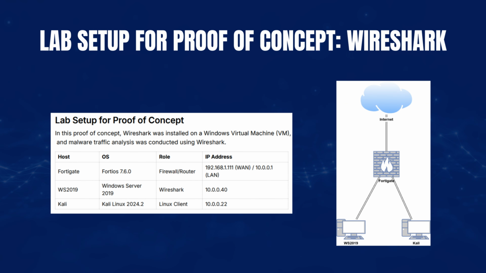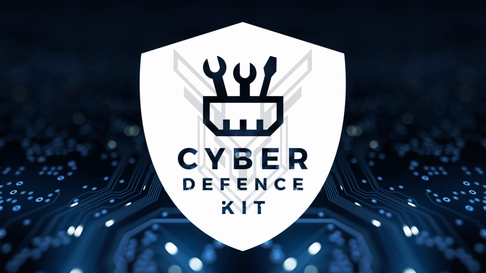In this proof of concept, we successfully conducted malware traffic analysis using Wireshark. We demonstrated how to export files from various types of traffic, including HTTP, SMB, SMTP, and FTP. We also showed how to leverage TShark to filter specific values and export them into a more manageable pcap. With these techniques, you can streamline your traffic analysis and uncover hidden threats more efficiently. For more details, refer to the Cyber Defense Kit documentation.